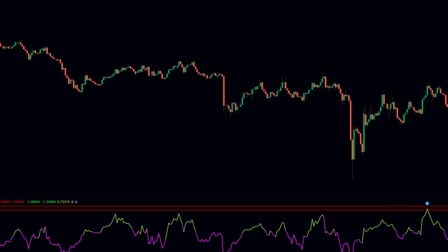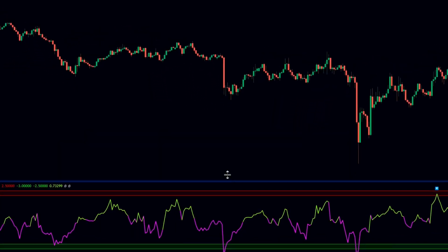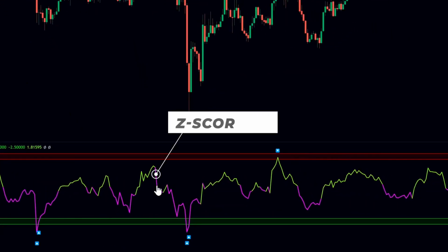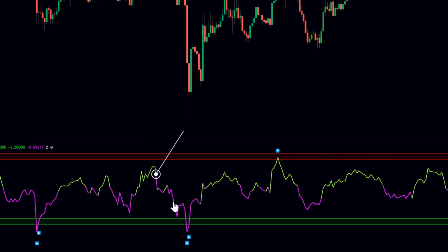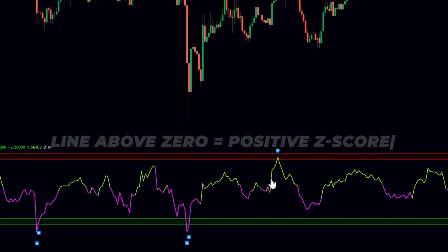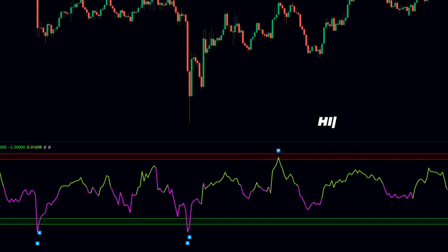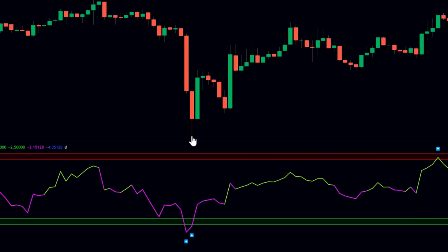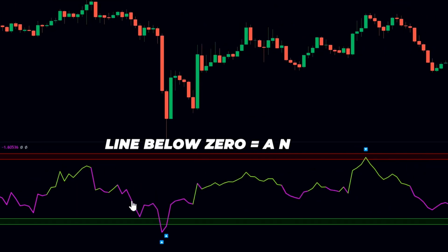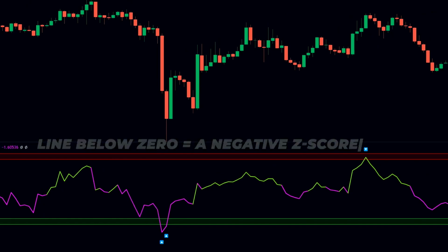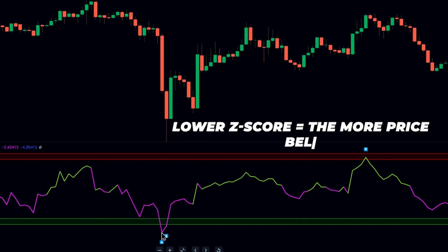The VWAP Z-score indicator has several main components. First is the Z-score line, which oscillates above and below zero. When the line is above zero, it indicates a positive Z-score, showing that the current price is above the VWAP. The higher the Z-score, the further the price is from the VWAP in standard deviations. When the line dips below zero, it signals a negative Z-score, meaning the price is below the VWAP. The lower the Z-score, the more the price is below the VWAP.